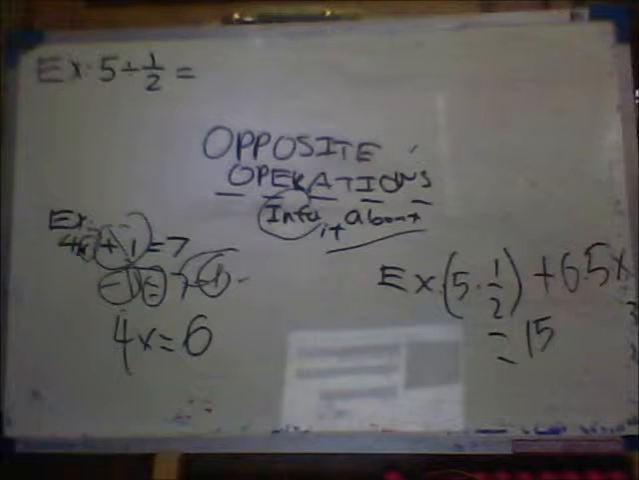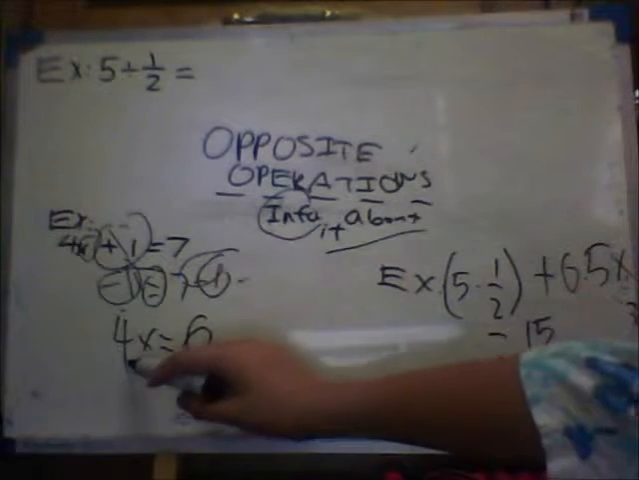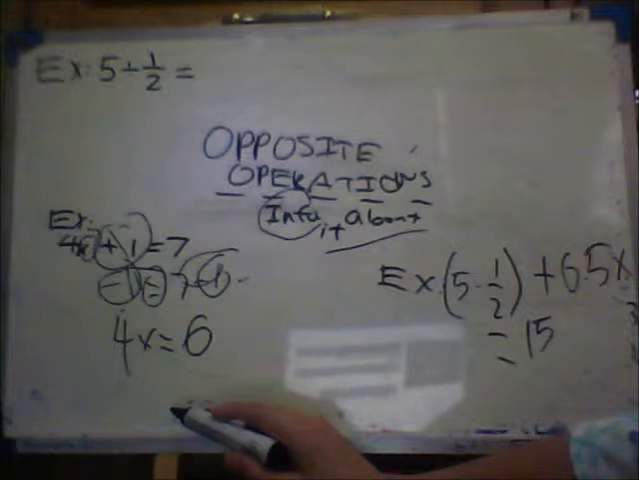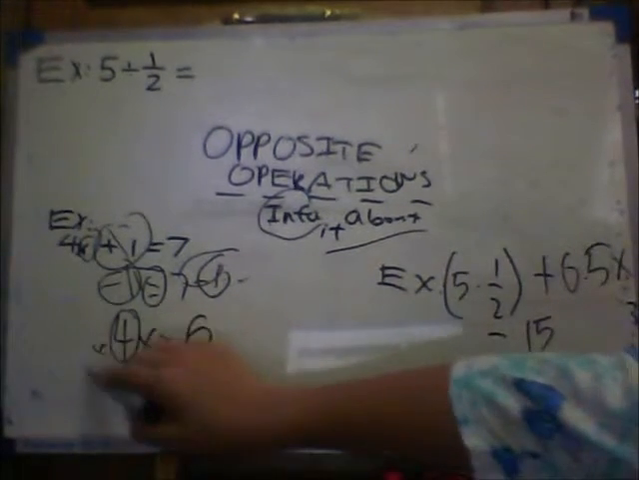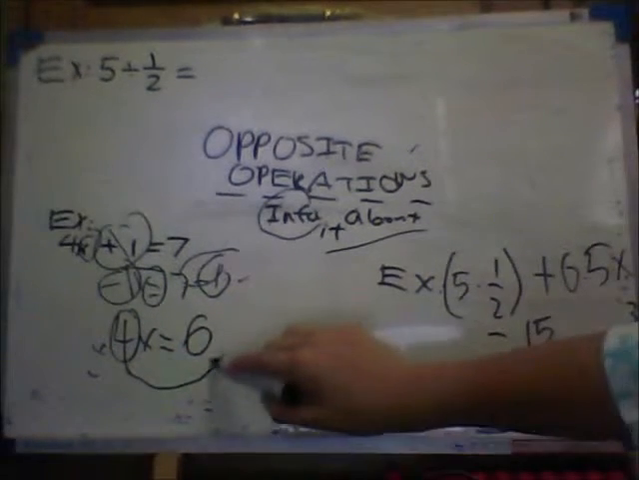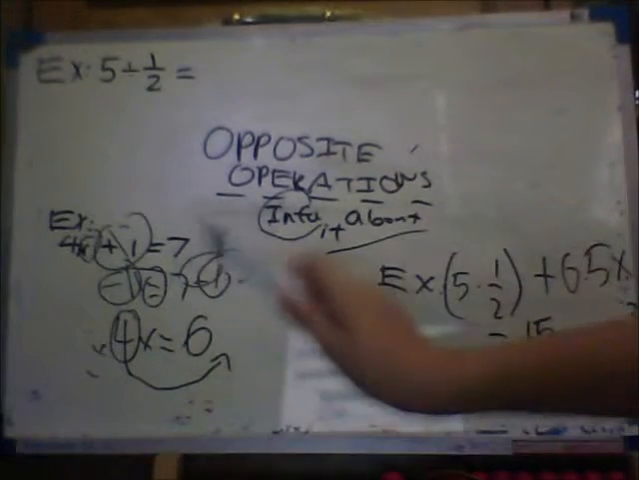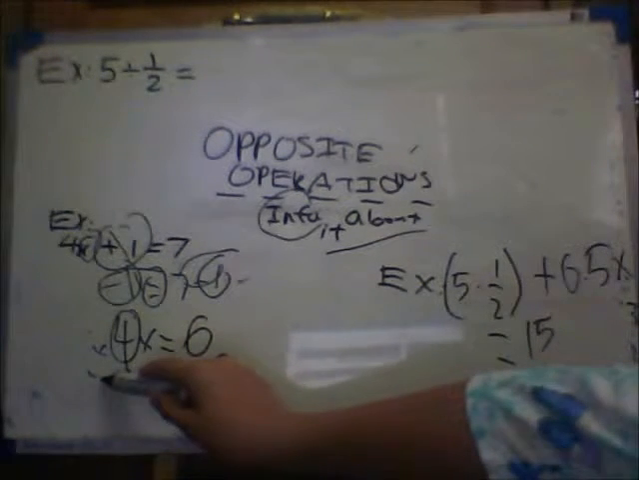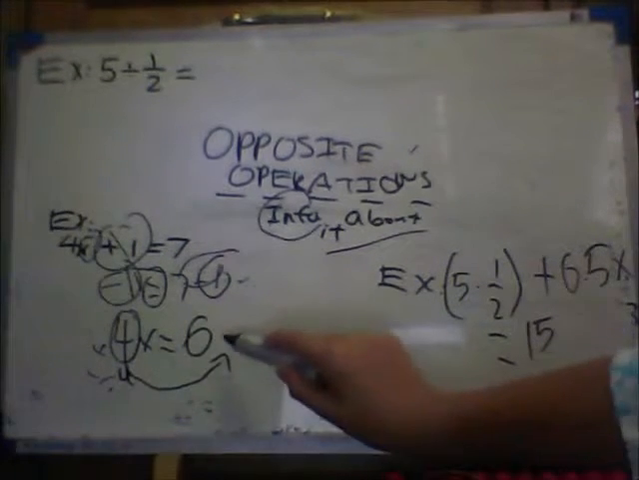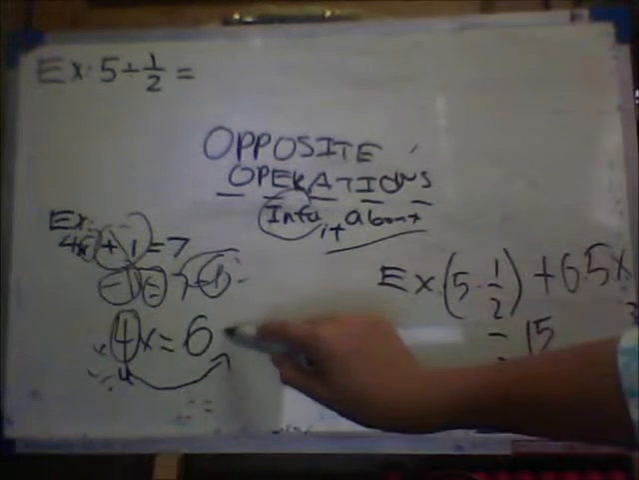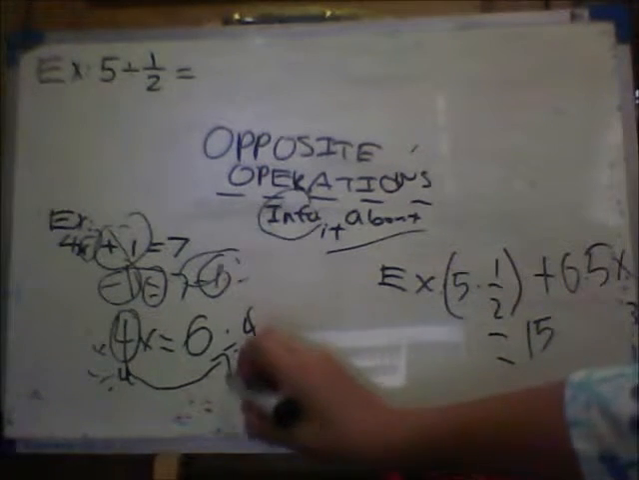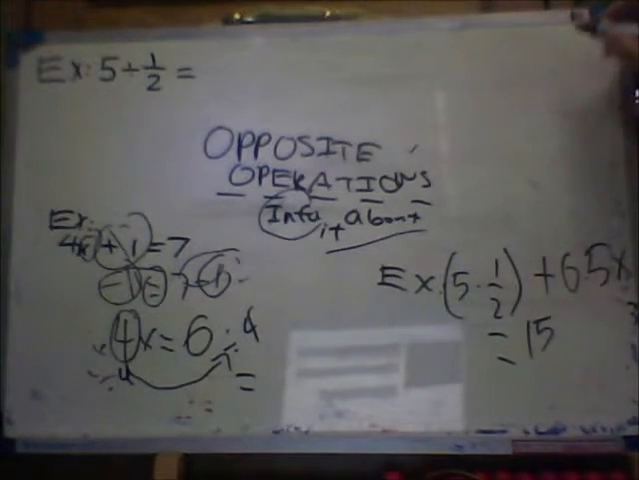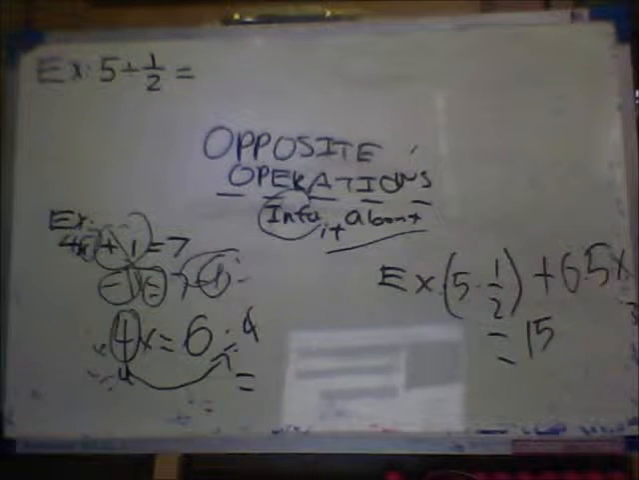In this case, 4x is 4 times x. So this is what you do. You move the 4, which is a times, over to the other side. What do you do? The opposite of multiplication is division. So you divide by 4, and you also divide by 4 over here. 6 divided by 4 is quite hard, but it equals, well, let me think.